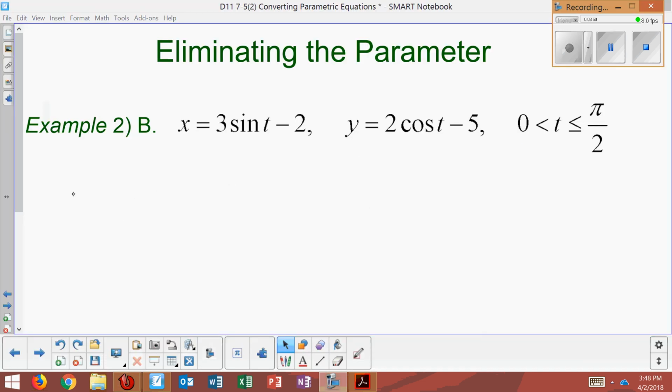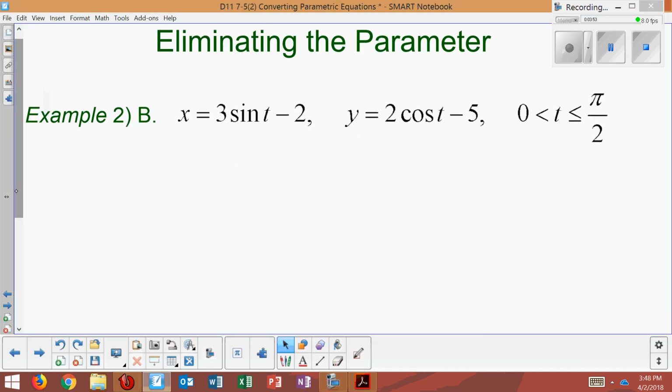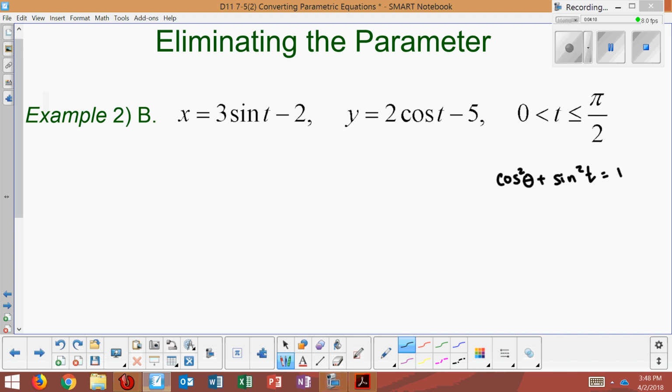Now let's take a look at example 2b. Now we have this form. So my first step is, again, I want to get it in the Pythagorean identity, cosine squared plus sine squared t equals 1. That's what we're going to look to substitute to.